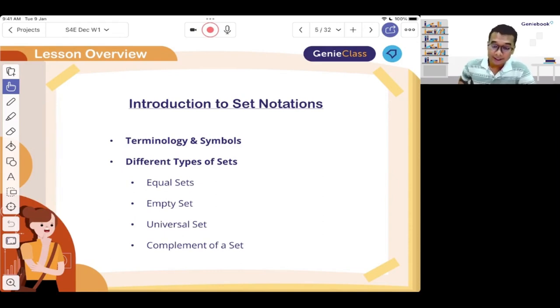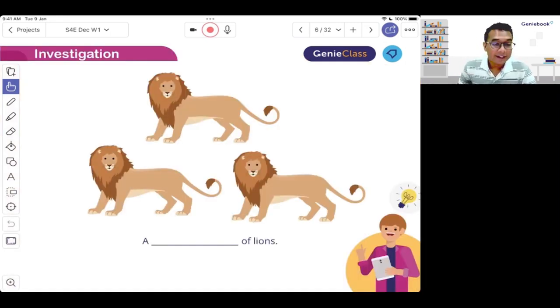We're going to start off by learning our terminology and symbols, followed by learning the different types of sets. So things like equal sets, empty set, universal set, and complement of a set. It might sound like very new terms to all of you right now, but don't worry, by the end of the lesson the objective is for us to be familiarized with these different terms and the concepts behind them.